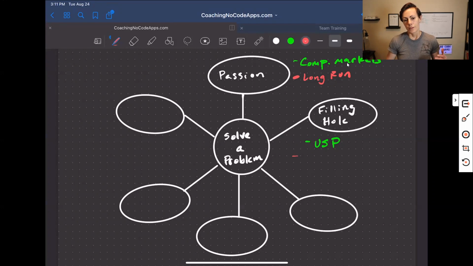Now, the danger of not filling some sort of hole is that you're going to be competing with solutions that are really just the same as yours. So let's say there are a handful of other apps that do what your app is intended to do, and you just kind of build the same thing. Well, if there's nothing that differentiates it or fills a hole, well, you have to think about how you're going to compete with those other products.